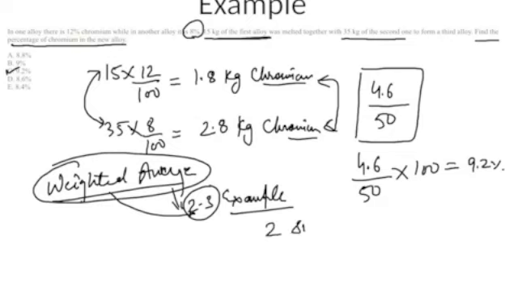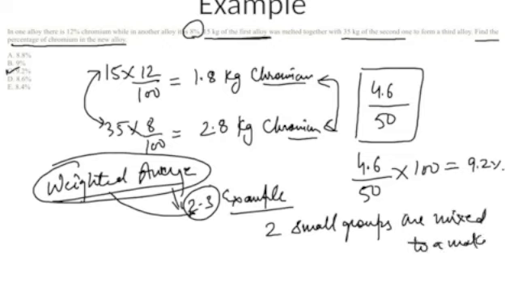Two small groups or things are mixed or added to make a bigger thing. It could be two mixtures getting added to make a bigger thing. So that's what is happening here. 15 kg of one alloy is getting mixed with 35 kg of another alloy. So that's a perfect weighted average example. After watching that video, attempt this question again yourself. You'll get a better hang of weighted average.